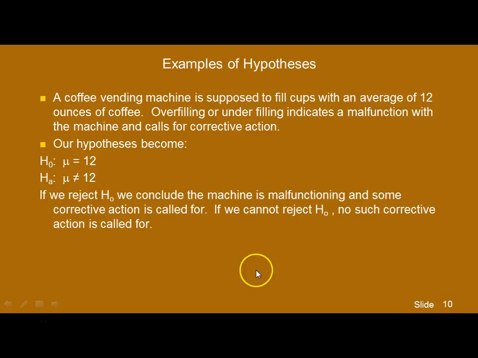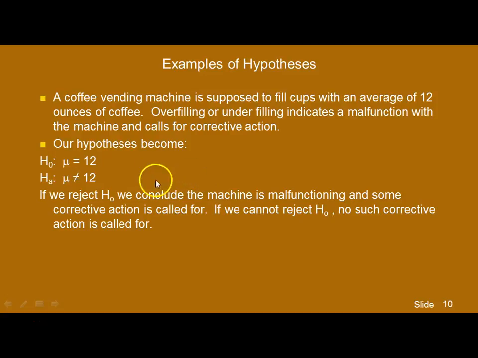Let's look at a second example. A coffee vending machine is supposed to fill cups with an average of 12 ounces of coffee. If we overfill or underfill, that indicates a malfunction with the machine and calls for some kind of corrective action. Notice we really only have one hypothesis given to us here. The average should be 12. So we'll say mu equals 12 has to be one of our hypotheses.